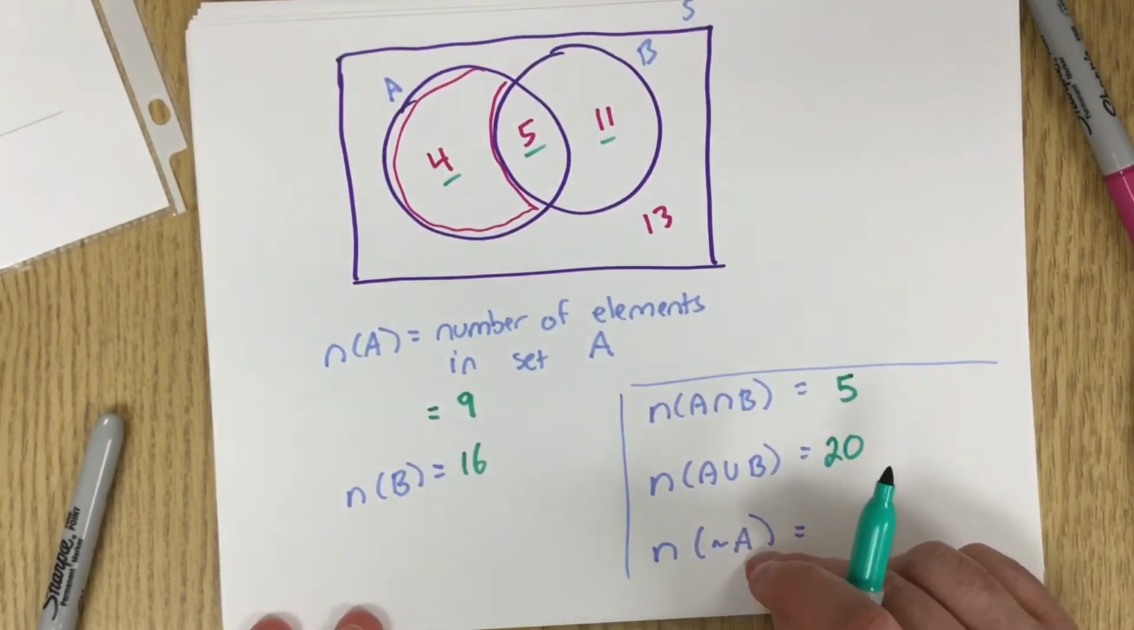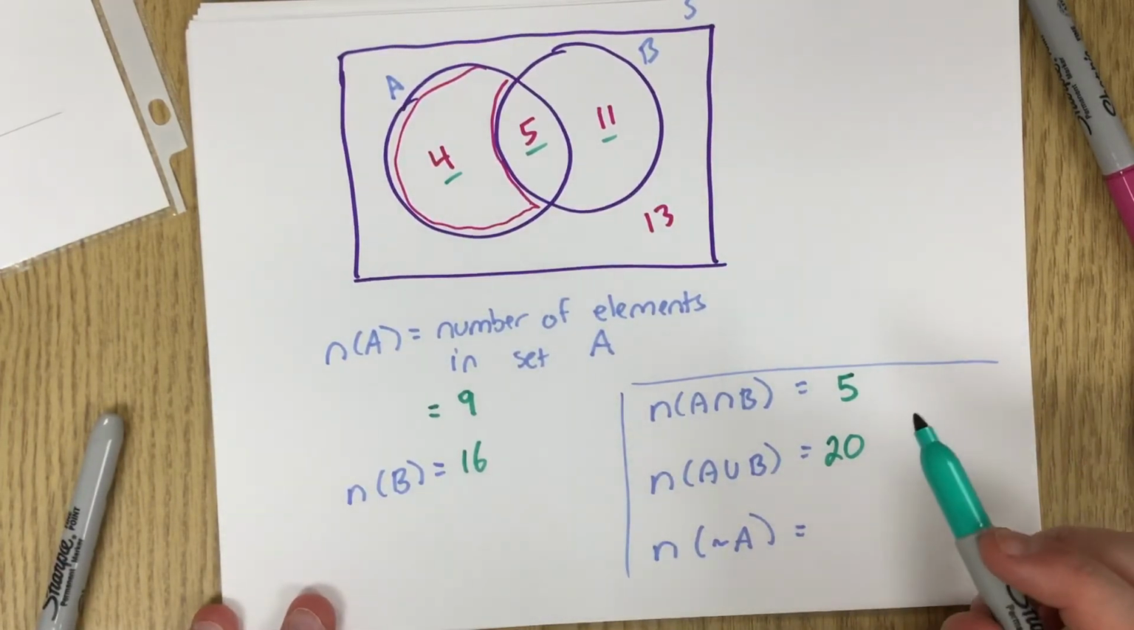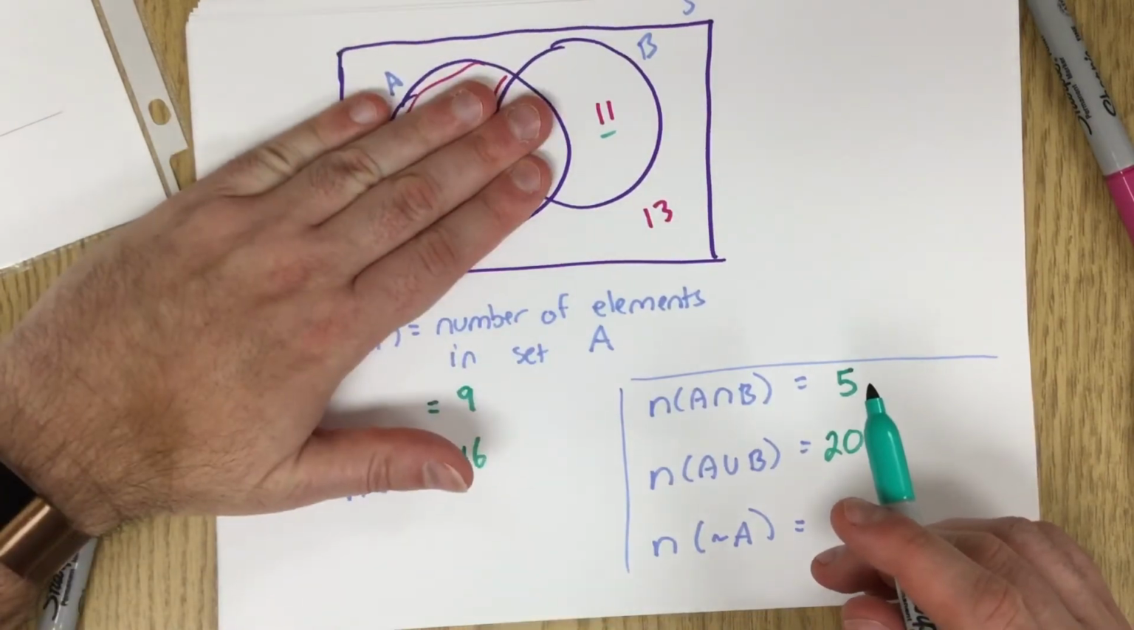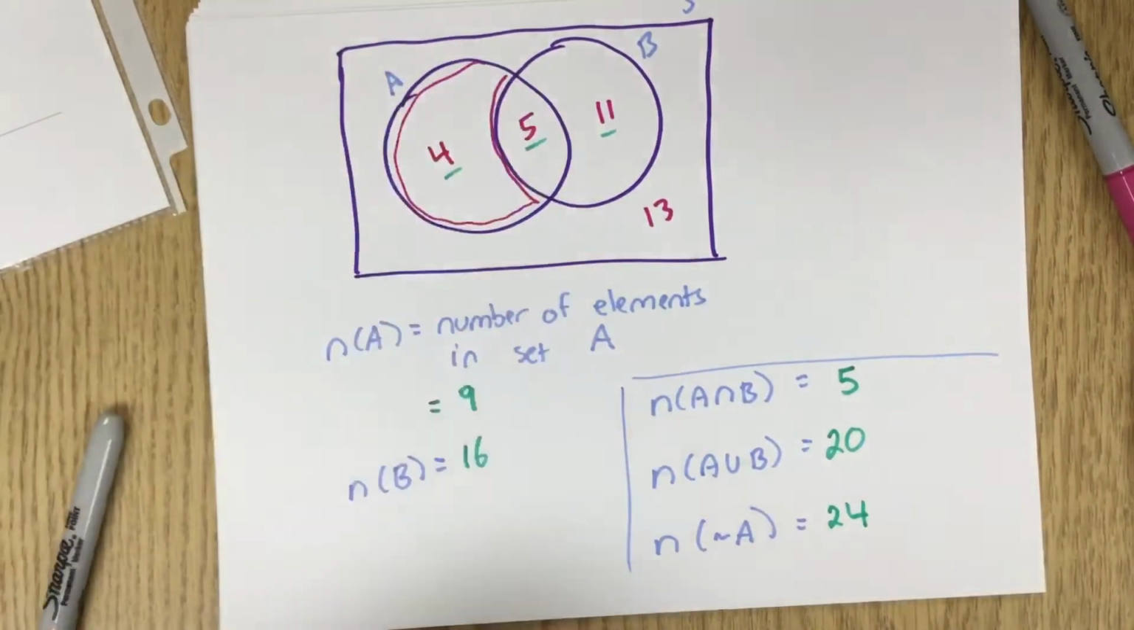This is the number that are not in A. So how many things are not in A? These 2 are in A. These 2 are not in A, so the number that's not in A is 24.